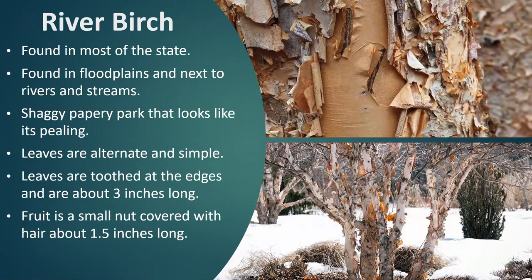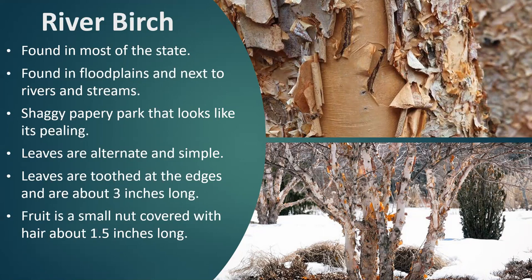Next up is river birch. Again, this tree is found in most of the state, found in floodplains next to rivers and streams. Shaggy, papery bark that looks like it's peeling. That's pretty unmistakable if you guys see that. I'm sure everyone's seen that in parks and whatnot.